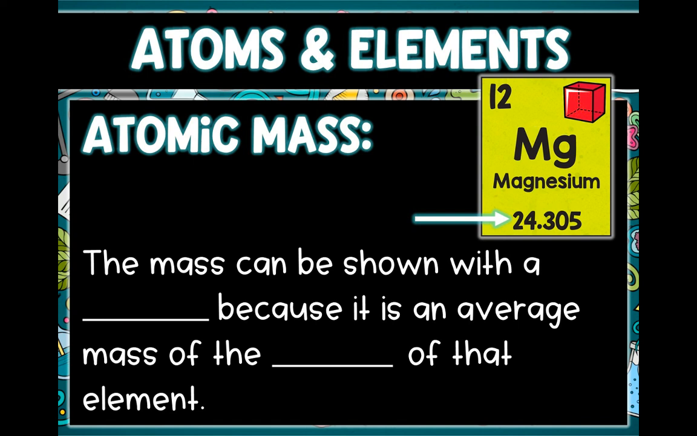The mass of an atom can be shown with a decimal because it's an average of the isotopes of that element. Now that sounds kind of complicated, but really it's not. An isotope is just an atom that gains or loses a neutron. Neutrons don't change the charge of the atom, they only change the mass. Sometimes we gain neutrons, sometimes we lose neutrons, and so what we do is we average out the mass of that. So this is not a true mass. This is just an average because you can't have pieces and parts of protons, neutrons, and electrons.